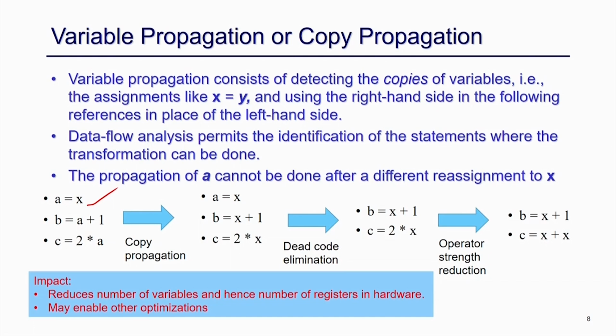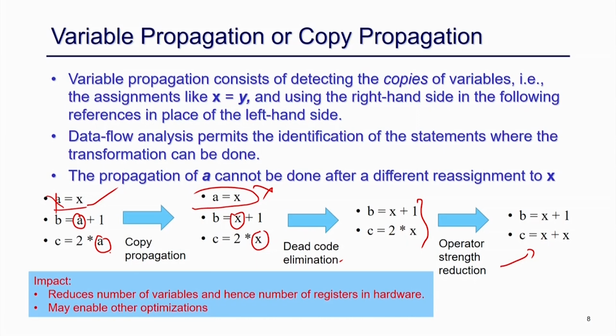So here is an example. a equal to x. What I can do is eliminate a, and use x wherever a occurs. So I replace this a by x, this a by x, and now this operation has become dead code, because I do not need it. So I can delete this. This is called dead code elimination. So finally, this will become this. Now we can do some other operations, such as operator strength reduction, which I will discuss later, but essentially this is what is called value propagation or copy propagation.